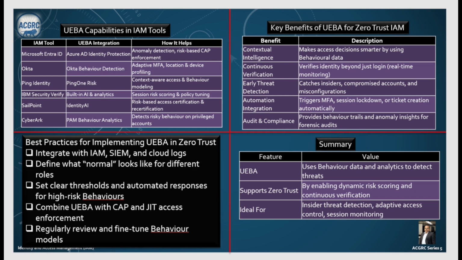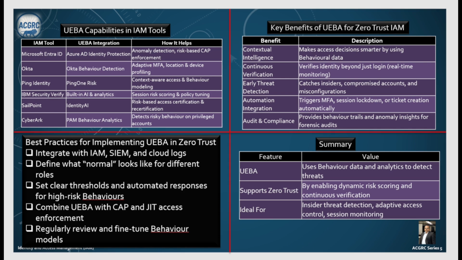From a Ping Identity perspective, it helps with context-aware access and behavior modeling. From an IBM Security Verify perspective, it helps with session risk scoring and policy tuning. From a SailPoint perspective, it helps in risk-based access certifications and recertifications. From a CyberArk perspective, it helps detect risky behaviors on privileged accounts.